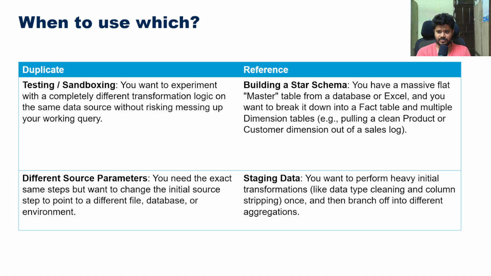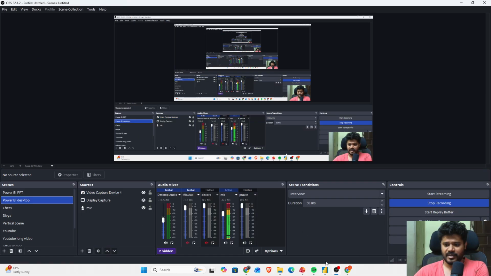Reference is best used while building a star schema, when you have a massive master table from a database and you want to break it down into a fact table and dimension tables. That is where you use the reference option. The second one is staging data. You want to perform heavy initial transformations and then branch off into different aggregations. That is where you use the reference option. So that is the basic difference between the two. I hope I was able to make you understand the basic difference between the two options. Now let's switch and see Power BI Desktop in action.